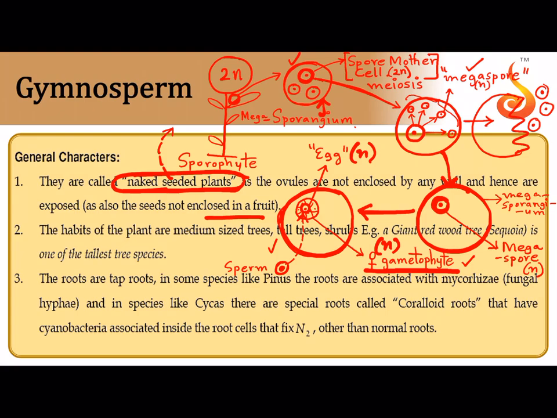Okay, now what happens to this structure? There's no space to draw here, so let me draw here only. So we have a megasporangium, and we saw there is a tiny gametophyte sitting inside, but now this is not an egg. What is it? It has become a zygote.